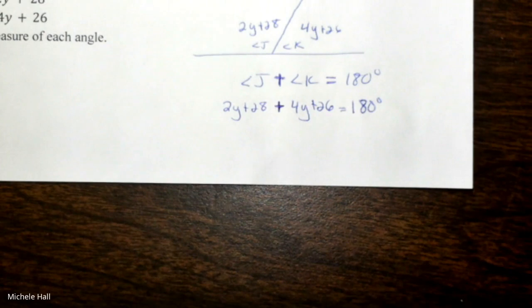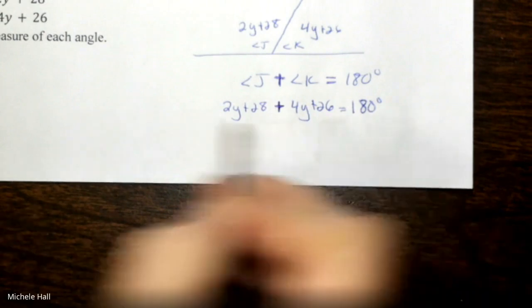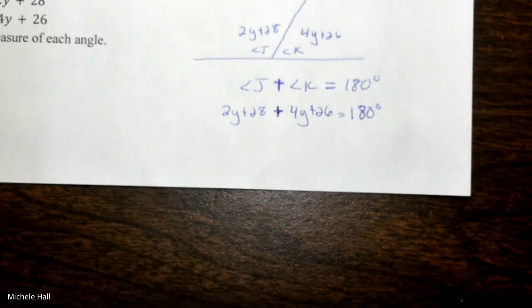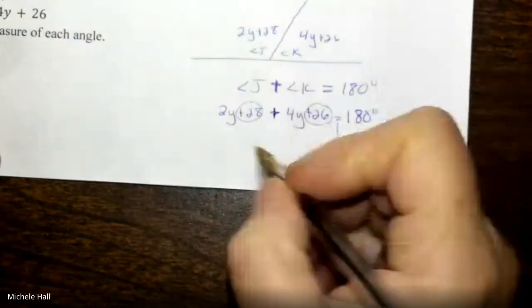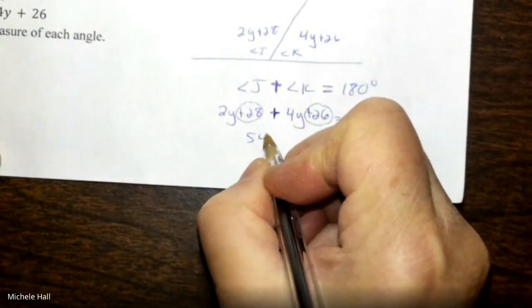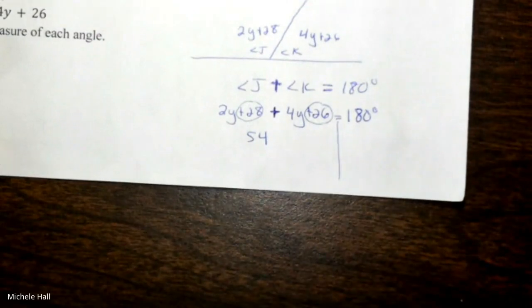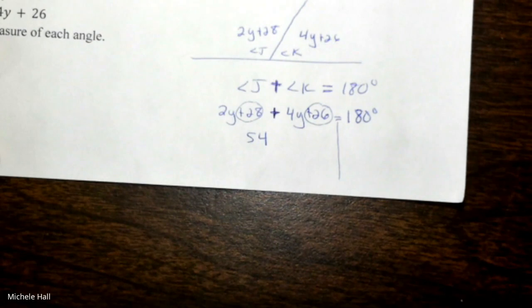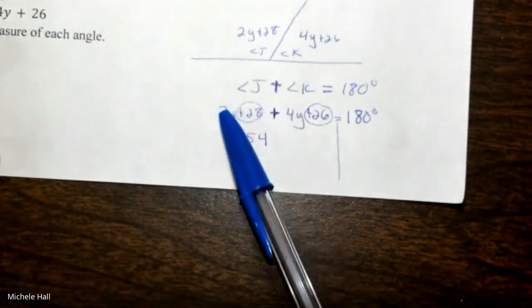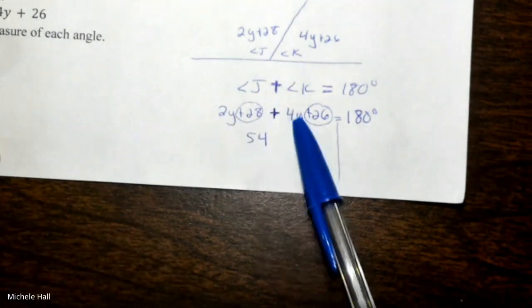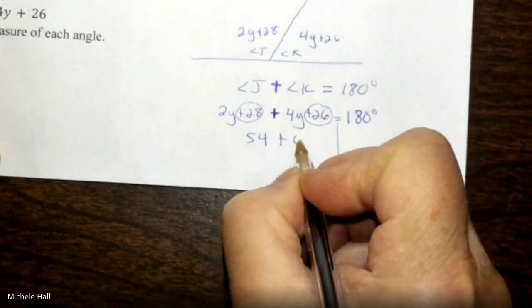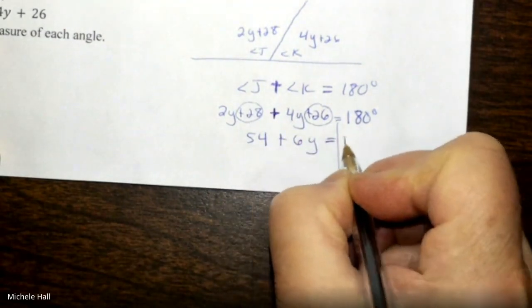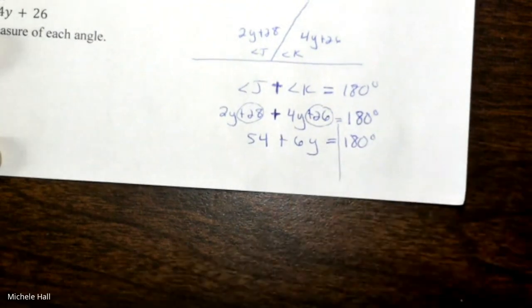Do you see anything, Boston, that you would like to do right now on this step? Okay, so you're wanting to combine your 26 and 28. Yep, 54. Is there anything else on that side that I can combine, Annabelle? Yes, I can simplify these together. 2y plus 4y is going to be a positive 6y. And now I have equals 180. Now I'm ready to start solving.